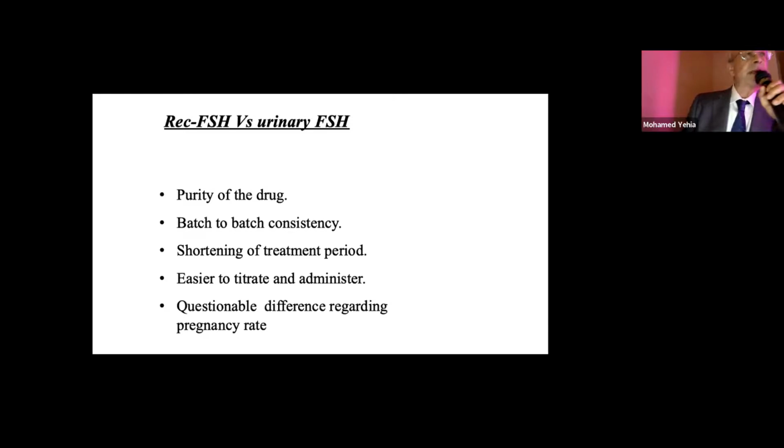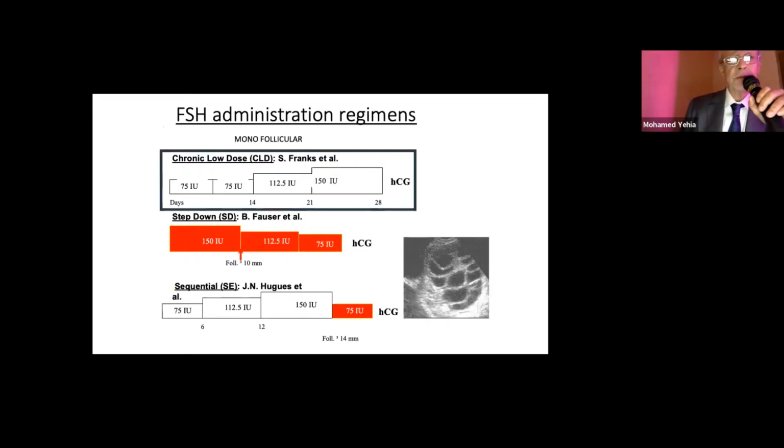Recombinant versus urinary: obviously recombinant is purified, with more batch-to-batch consistency. It has a shorter treatment period, as we have just heard. My main point in using it is that it's easier to titrate. I titrate the dose very much, giving increments of 12.5 and 37.5, and this is much easier for me using the recombinant FSH. The difference regarding pregnancy rate is questionable.